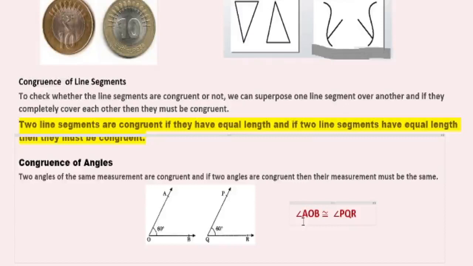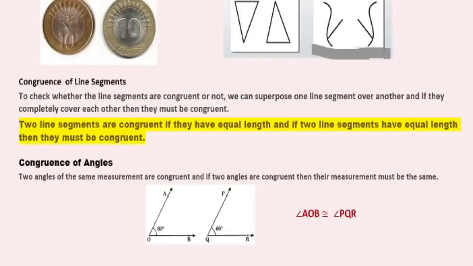You can write as angle AOB is congruent to angle PQR. And in converse also you can write, if two angles are congruent, then their measurement must be same. And suppose if these two angles are congruent, that means that they must have same measurement.